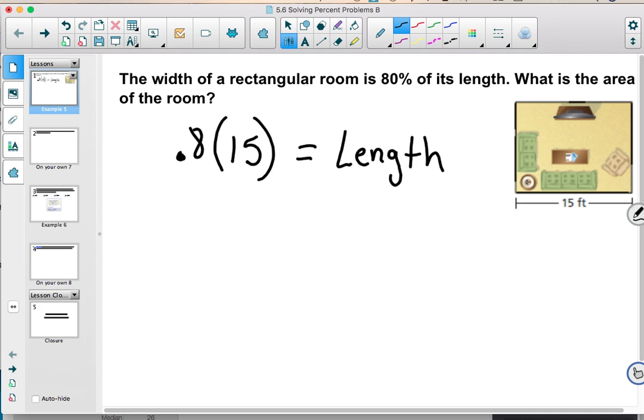Okay? So find out, what's the length of the room? What is the length of the room? 12 feet, right?